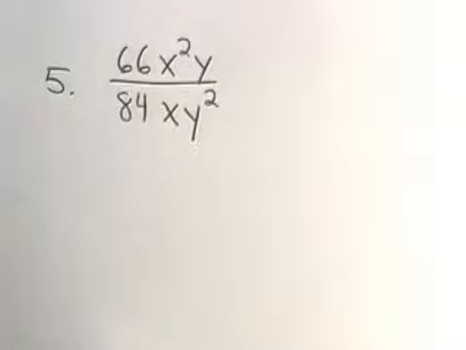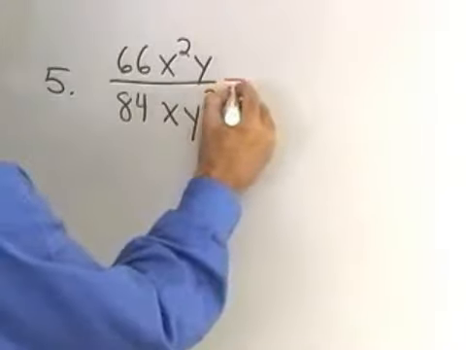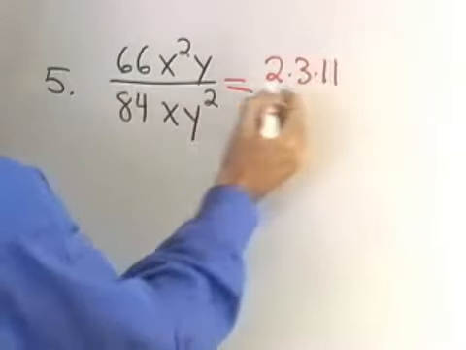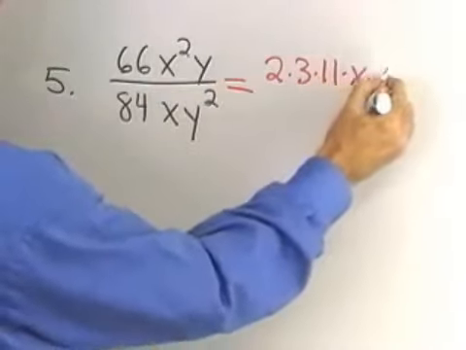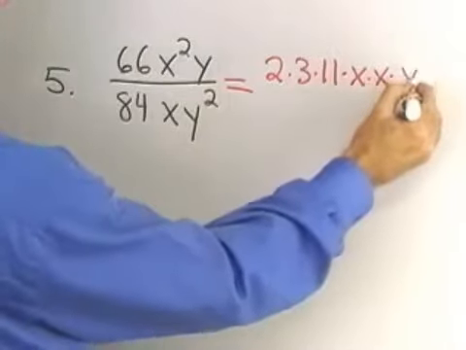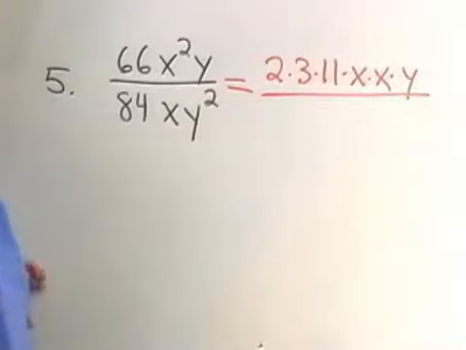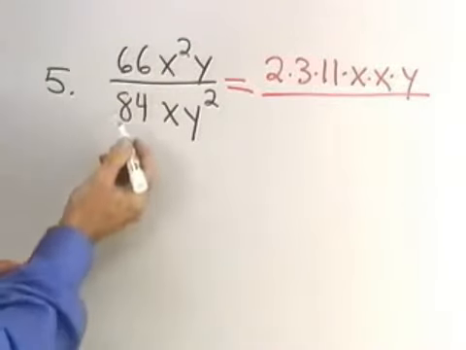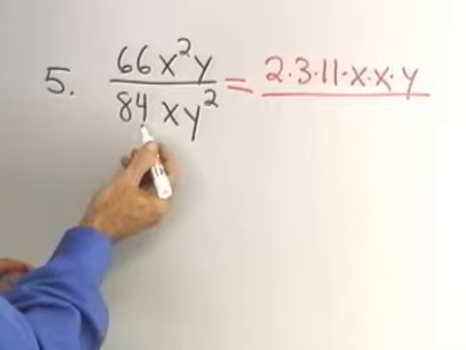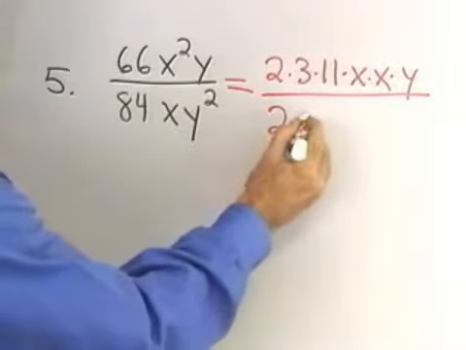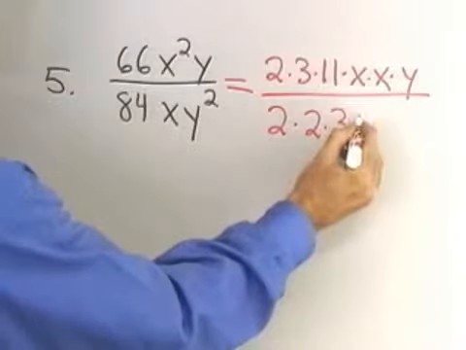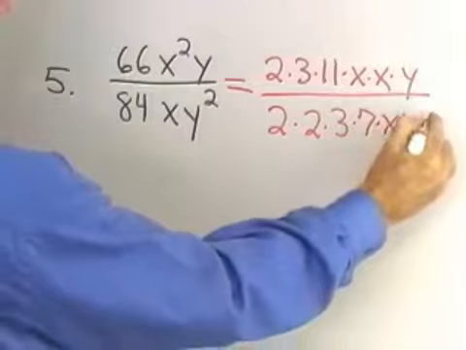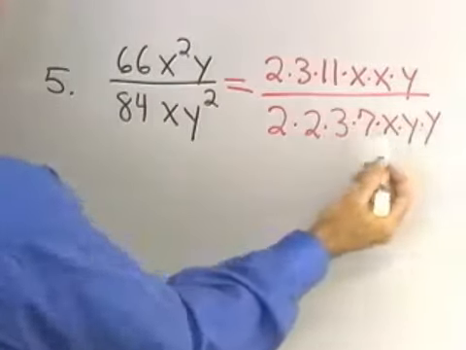Let's try another one of these. 66x squared y over 84xy squared. 66 is 6 times 11, so 2 times 3 times 11. X squared is x times x, and then I have that factor y. So there's all the factors of the numerator lined up. Let's see, 84 is going to be 2 times 42. 42 is 6 times 7, so I'll have 2 times 6, which is 2 times 3, times 7. So there's 84 times x times y times y, because y squared has 2 factors of y.